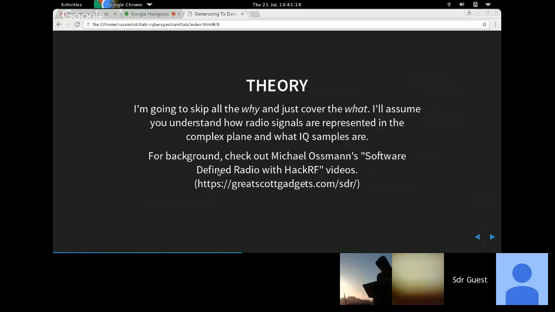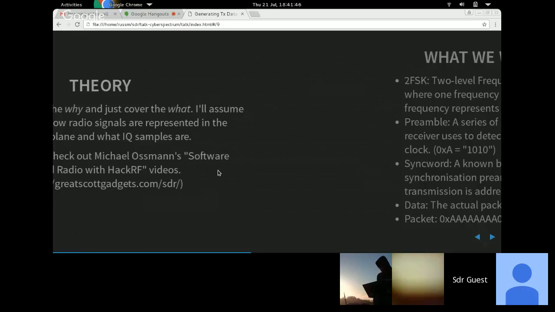Great, green is good. So I'm going to jump over all of the why and just do the practicalities. If you haven't got an understanding of what IQ data samples are and how radio signals are represented in the complex plane, go and watch Michael Ossmann's videos, because they're great and they'll explain a lot of that.